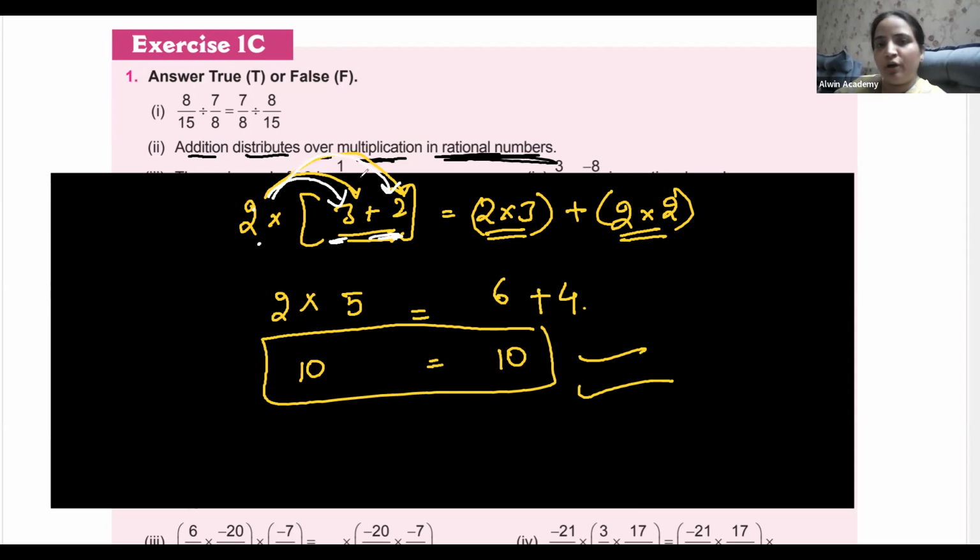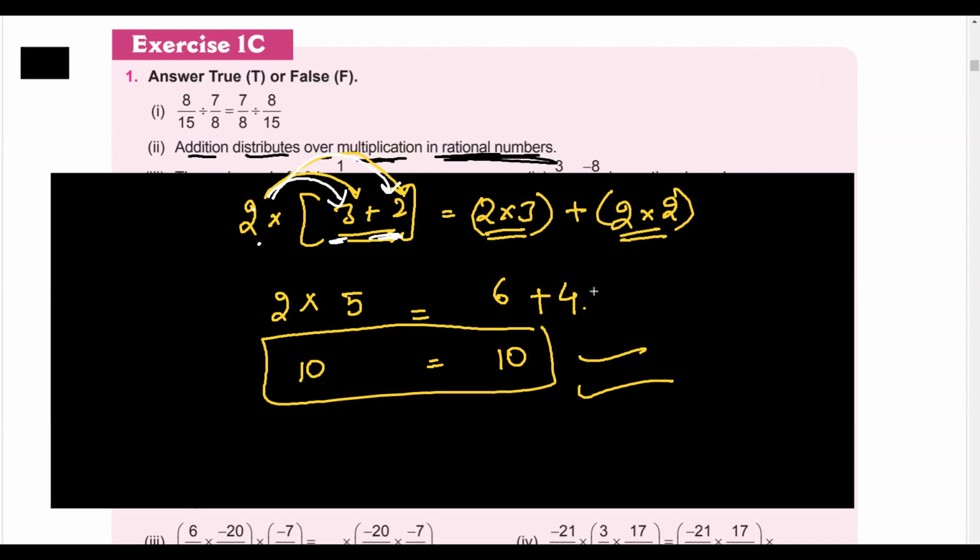Getting it, beta ji, or not? Yes, ma'am. Distributive property, is it clear with everyone or not? Yes, ma'am. I'll explain with one more example.